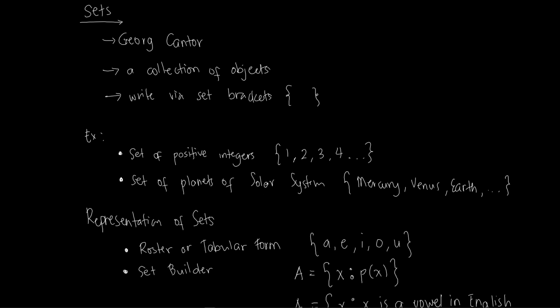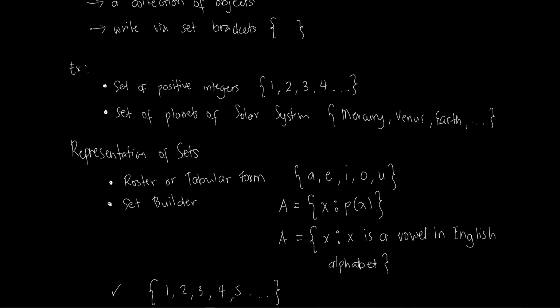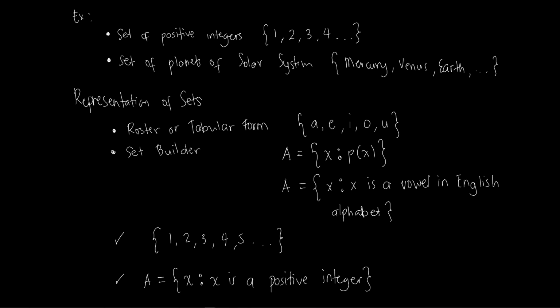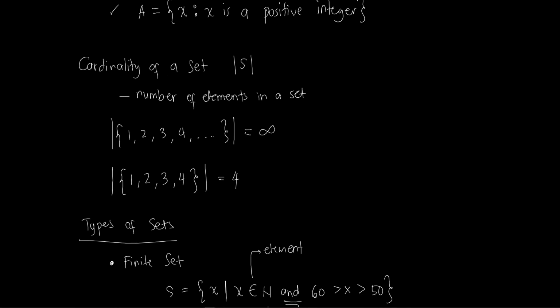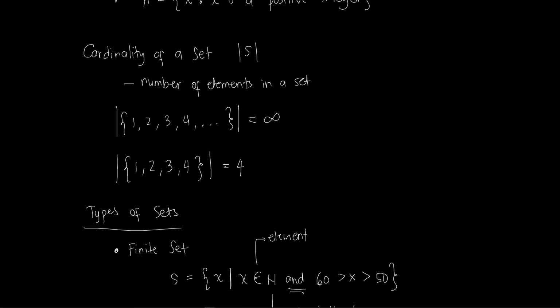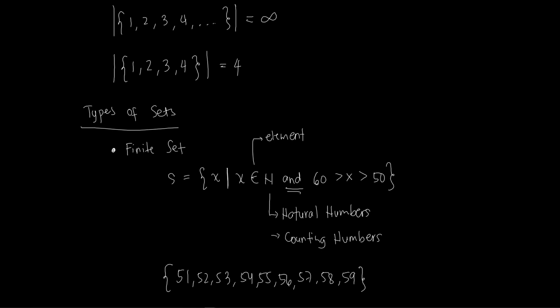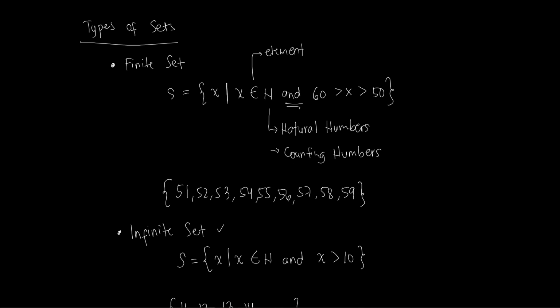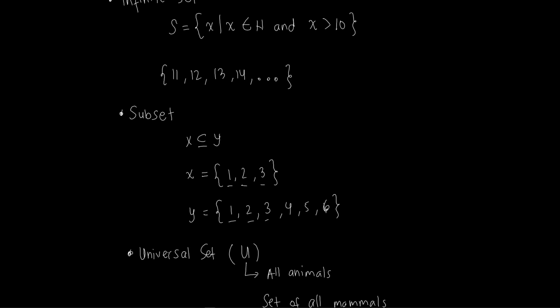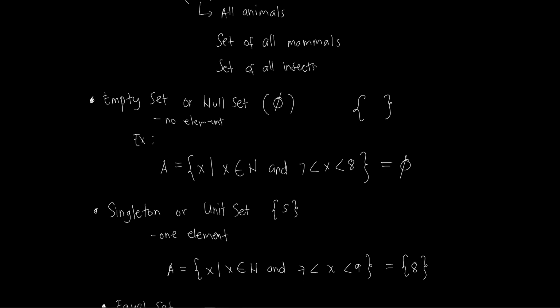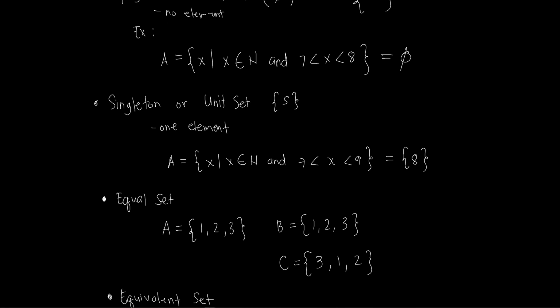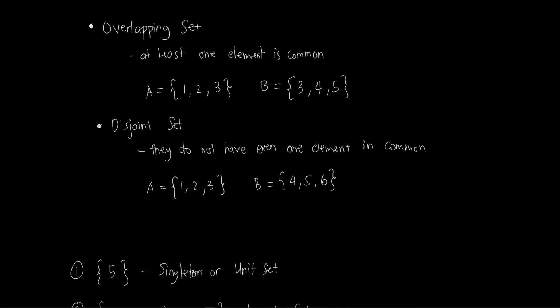And we also discussed sets. Representations of sets. We have roster or tabular form and set builder. And we also have discussed the cardinality of the set. So, yung cardinality is number of elements in a set. Then, we have types of sets. Meron tayong finite, infinite, subset, universal set, empty set, or null set, singleton or unit set, equal set, equivalent sets, overlapping set, and disjoint set.